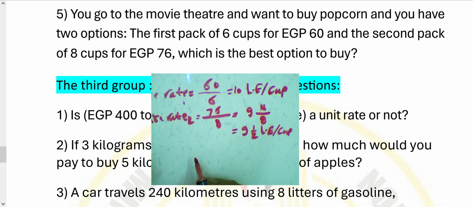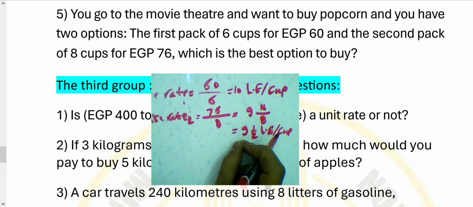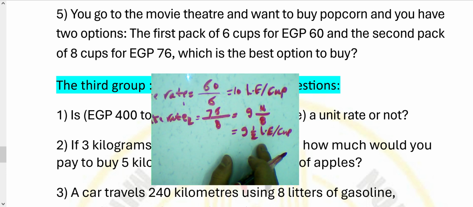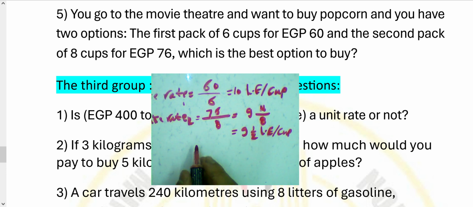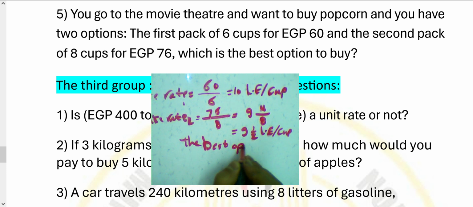Then which option do you prefer, or the best option will be option number 2, because the price here is less, but here it is expensive, 10 is greater than 9 and a half. So the best option to pay 9 and a half is option number 2. The second option is the best.